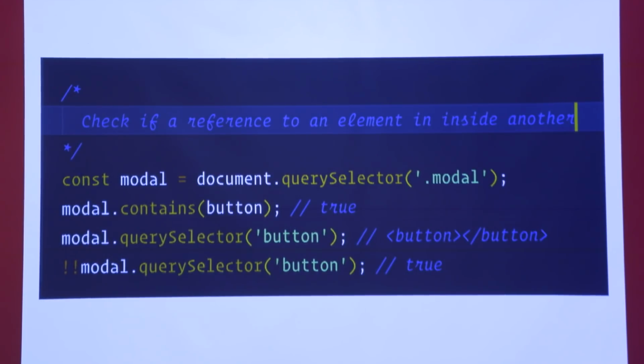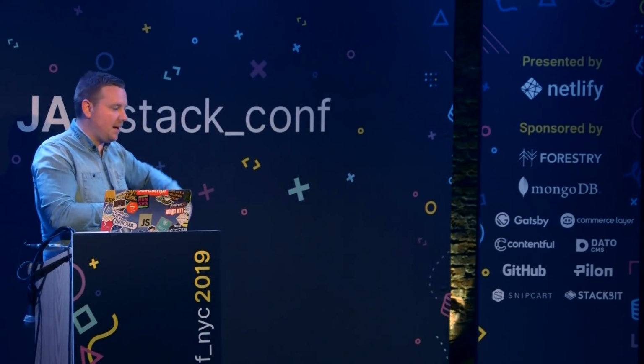.contains. This is pretty simple. You have an element, and you want to check if another element is inside of it. If you have a reference to that element, you can just say .contains. If you want to pass it a selector, like we were doing in the previous examples, you can just use regular old querySelector, or if you want just a Boolean, you can use the double bang operator to coerce it into a Boolean.